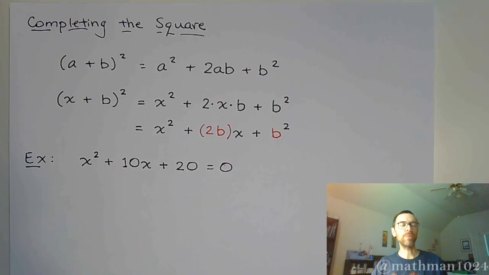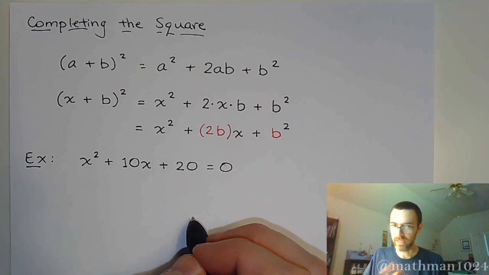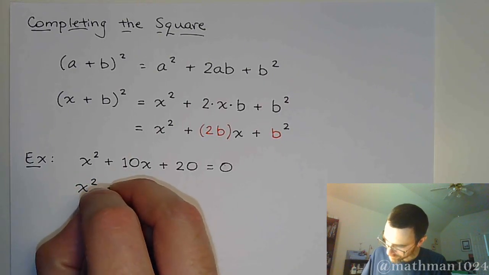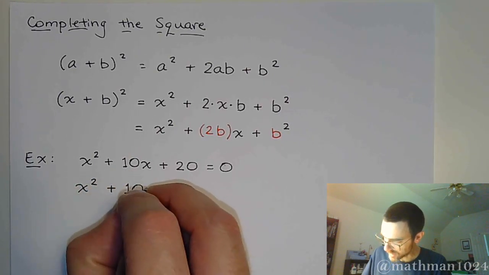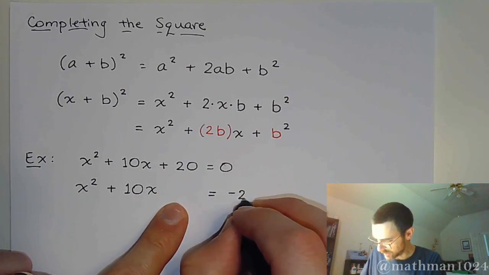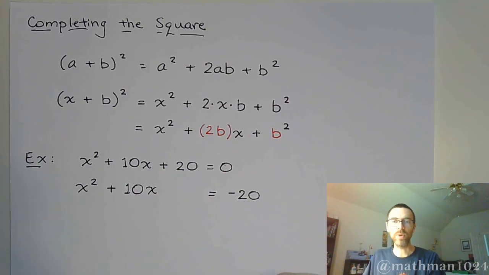We're going to set this up and we're going to manipulate so that we can use the square root property. So right now we can't use the square root property, but we're going to be able to by the time this is all over. And what we do here is we move the 20 to the other side, and there's a reason. You just have to trust me on this. So x squared plus 10x, leave some space, equals negative 20.